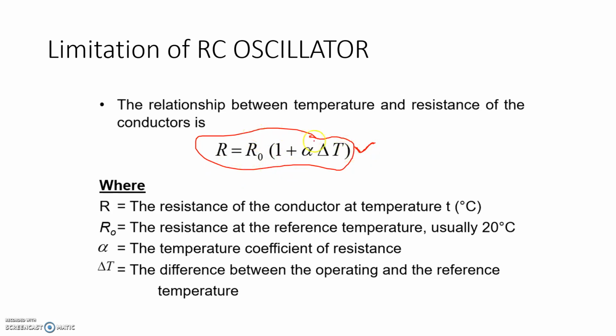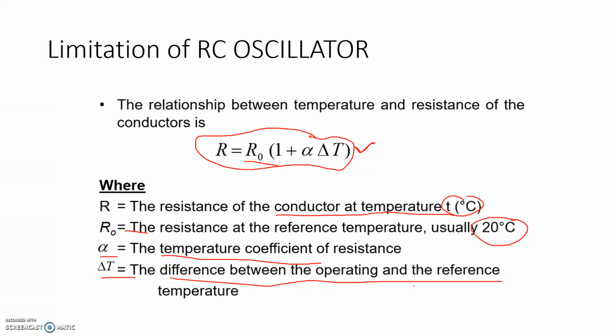From class 8 physics you know this: R equals R naught into (1 plus alpha into delta T), where R is the resistance of the conductor at temperature T degrees Celsius, and R naught is the resistance corresponding to a reference temperature. We generally take the reference temperature as 20 degrees Celsius. Alpha is the temperature coefficient, and it may be a positive or negative temperature coefficient. Negative temperature coefficient occurs for semiconductors, and positive temperature coefficient normally for conductors. And delta T is the difference between the operating and the reference temperature.